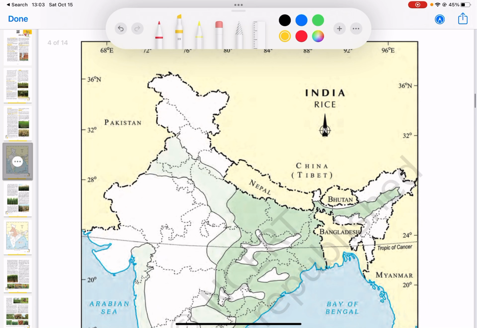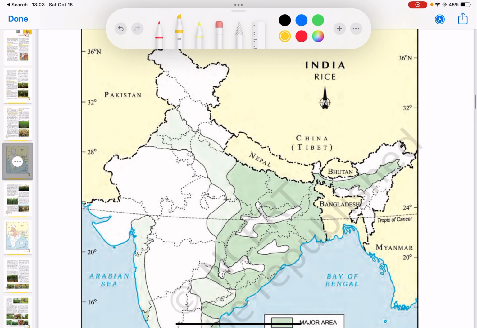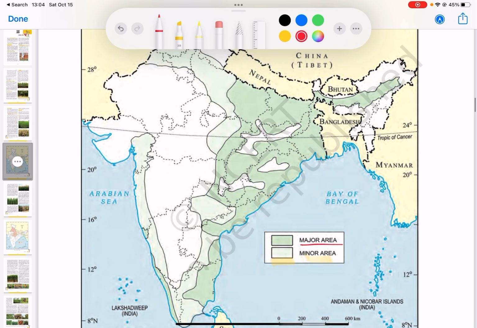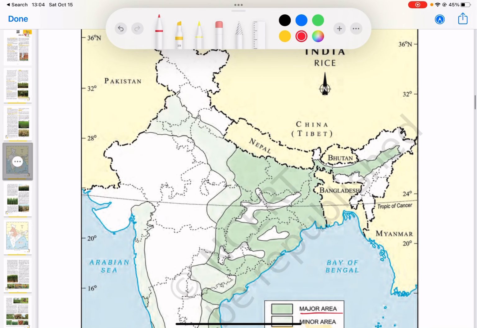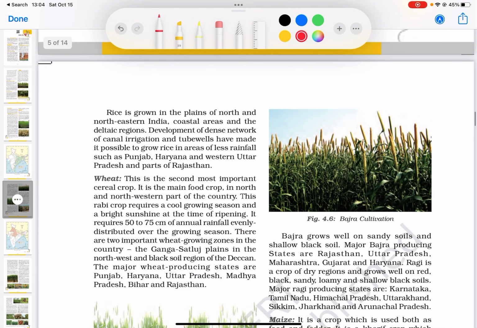I also like to look at the diagrams very quickly. You can see this is a map of India, which shows rice cultivation, and they have lightly shaded green as the minor area, and dark shaded green as the major area. You can mostly see that it is towards the east and the southern parts, with some northern parts also growing rice. So it's always good to see this, as it may be expected of you.